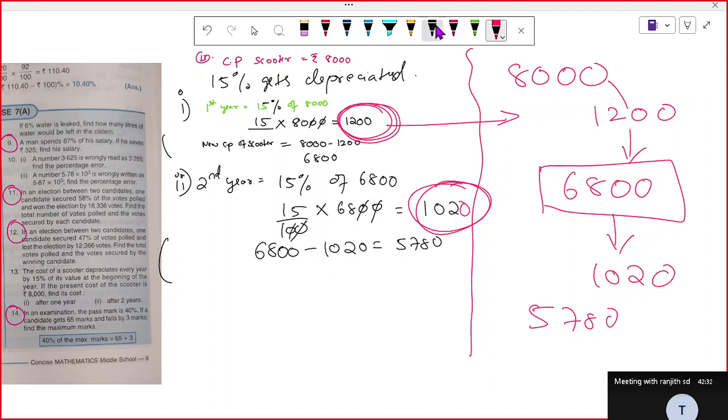If this was given in rupees, you all studied this concept in fourth or fifth standard: 8,000 minus 1,200. From seventh and eighth onwards, they won't give you rupees. Instead of rupees, they'll give you percentage. You have to understand the percentage concept: 10%, 15%, and according to that you have to reduce it.